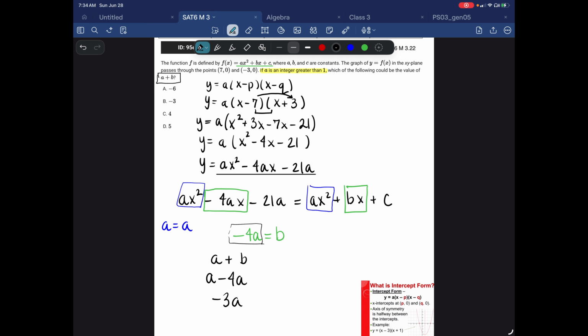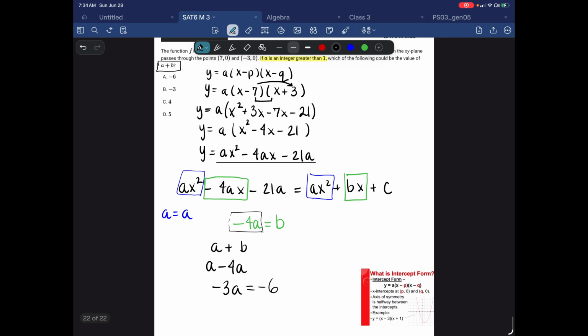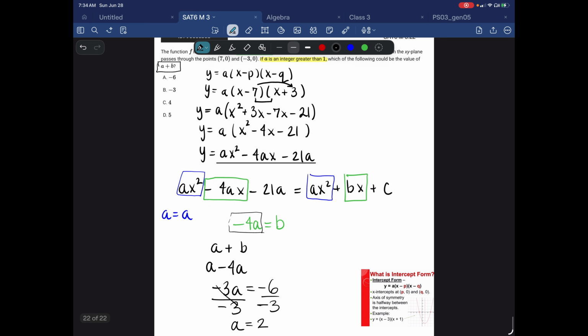If I choose negative 6, if you divide both sides by negative 3, a equals 2. 2 is greater than 1, so I know that's the correct answer.